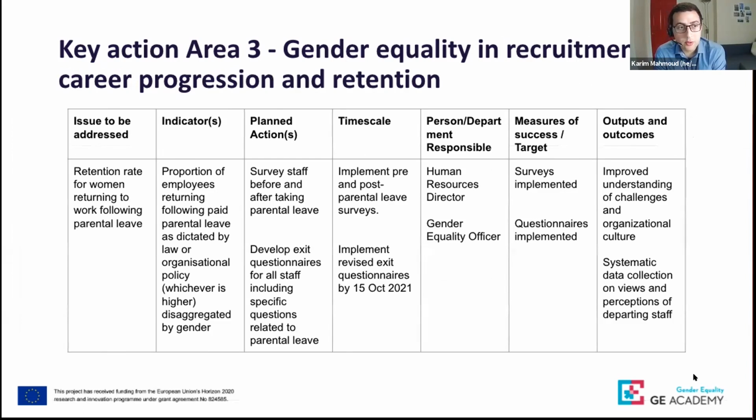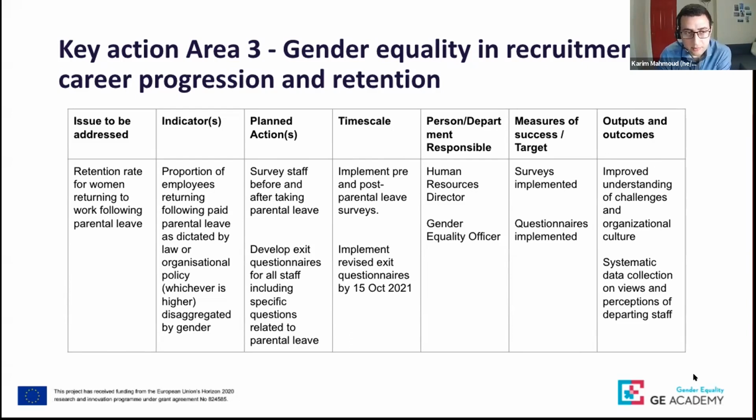gender equality in recruitment, career progression, and retention. And here we've chosen to look at the retention rate for women returning to work following parental leave. So the indicator we've chosen here is the proportion of employees returning following paid parental leave as dictated by law or organizational policy, whichever is higher, disaggregated by gender.